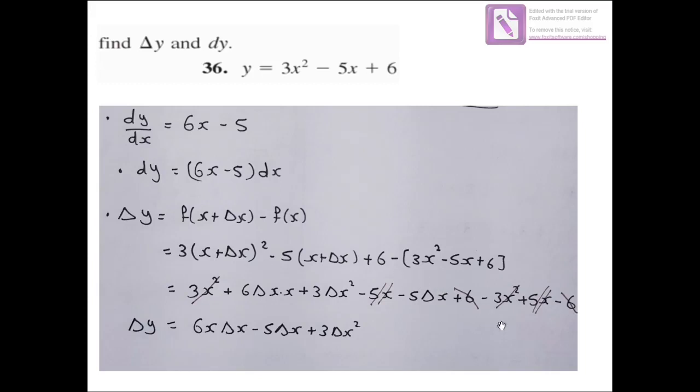Then here we have minus 3x squared, minus with minus will be plus 5x, minus with plus will be minus 6. So we see we can cancel 3x squared with minus 3x squared. We can cancel minus 5x with plus 5x. We cancel 6 with minus 6. So we are left with 6 delta x multiplied by x, which is this one, minus 5 delta x, which is this one, plus here we have 3 delta x squared. So delta y will be 6x delta x minus 5 delta x plus 3 delta x squared. So from this example we see that dy is different than delta y.